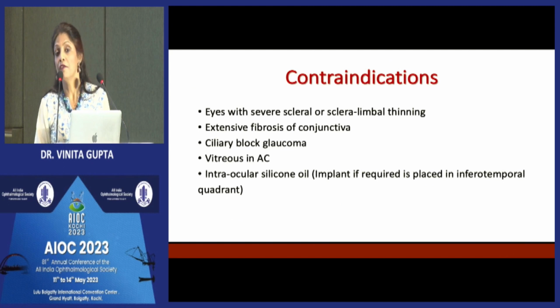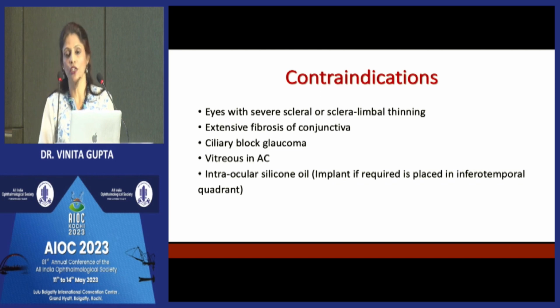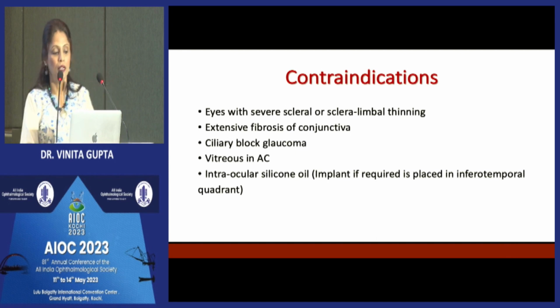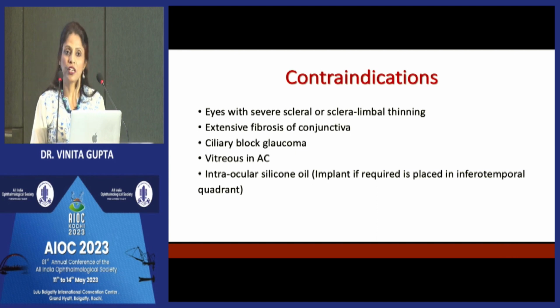The cases where I would not prefer to go in for GDI would be eyes where there is severe scleral thinning, because I would not have a place to place these implants. Or there is an extensive fibrosis of conjunctiva where I will not be able to even create a space to have a reservoir for the end plate, or in cases of malignant glaucomas. The other two are not actually contraindications.